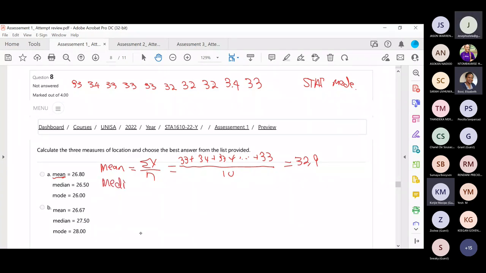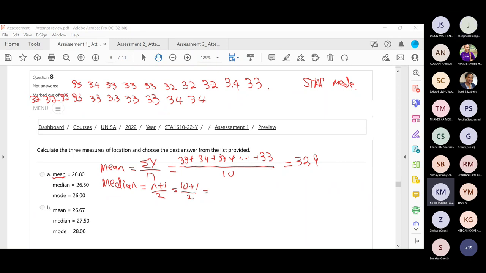What is the median? To find the median, you first need to order your data, sort your data first. Yes. So it means you need to rewrite all this data set. One, two, three, four, five. Then you need to find the position. There are 10 plus 1 divided by 2, which is 11 divided by 2. What is 11 divided by 2? It's 5.5, right? Yes, 5.5.